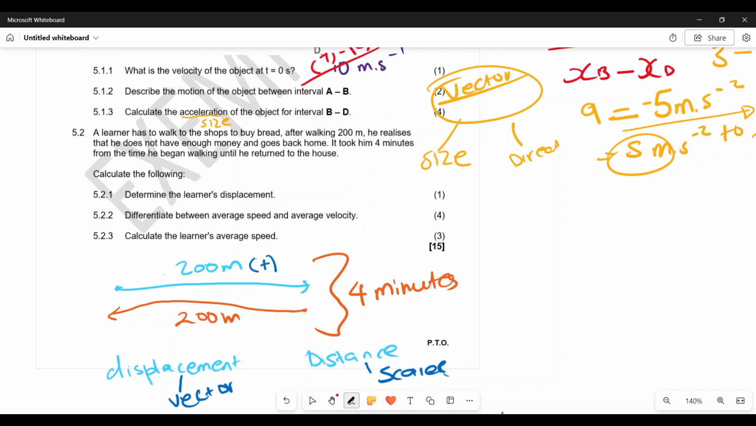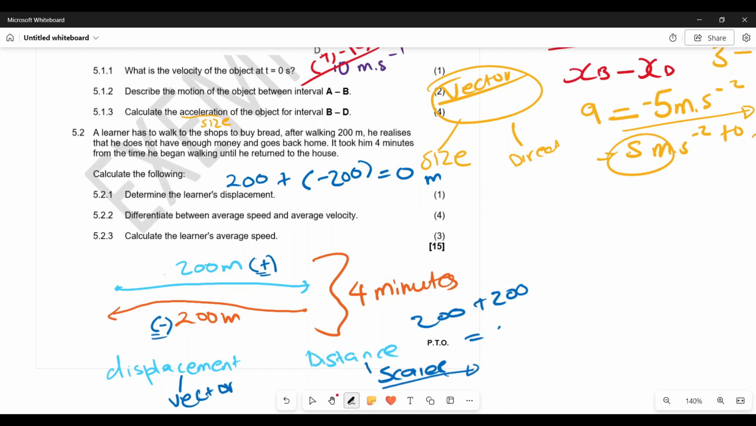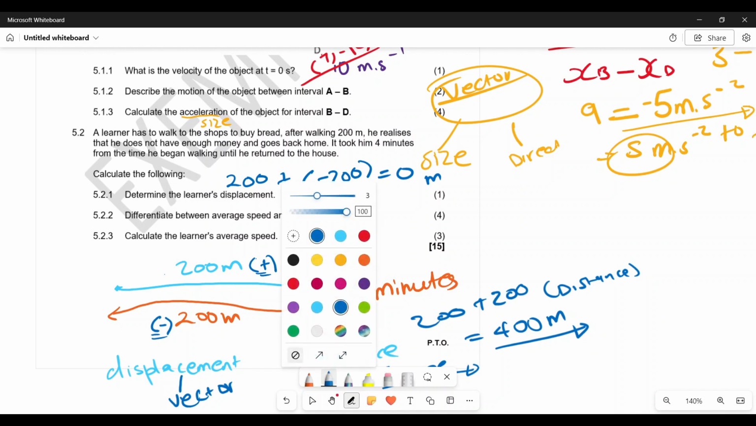So calculating the displacement, we're going to take the initial as positive. So this is positive, and when he went back, this would be negative. So as a result, your displacement would be 200 plus negative 200, and this would be equal to 0 meters. Now, if they asked us to calculate the distance, which is a scalar, we would have said 200 plus 200. We wouldn't take into consideration the signs because why? Direction is not relevant when you're dealing with scalars. So your distance would have been 400 meters. This is if they ask you to calculate your distance, right? Now, proceeding to the next question.